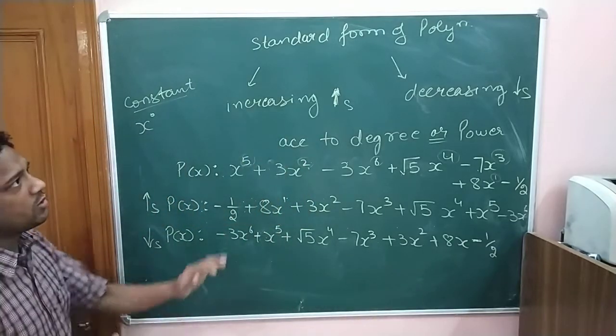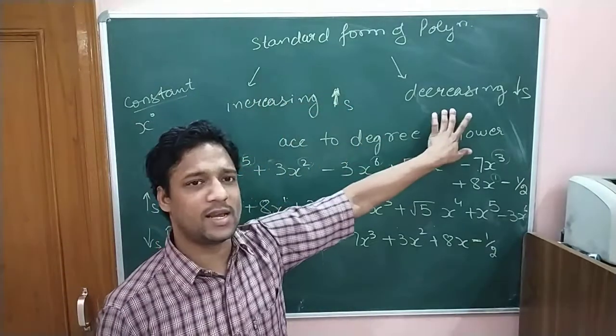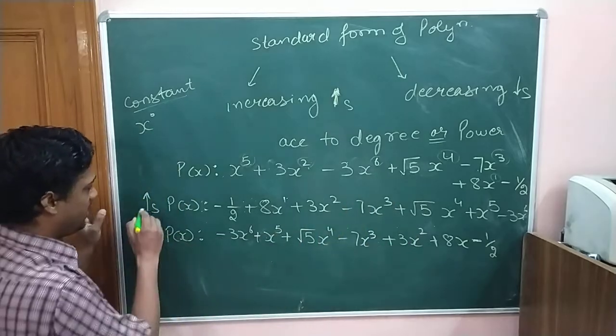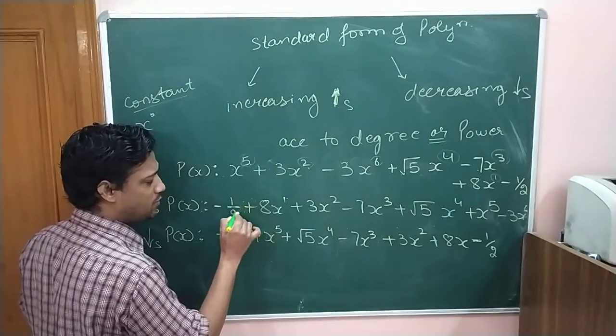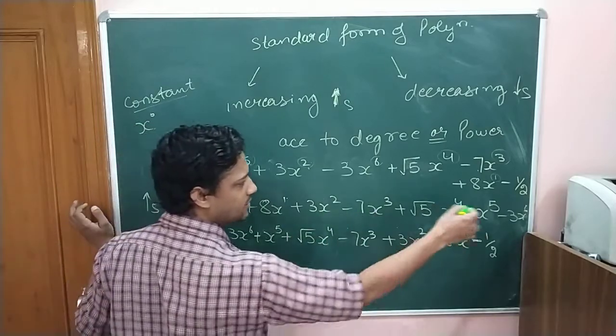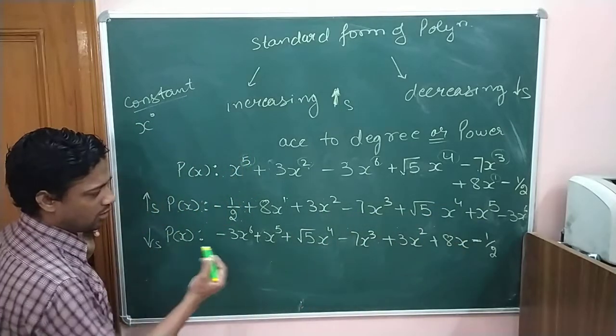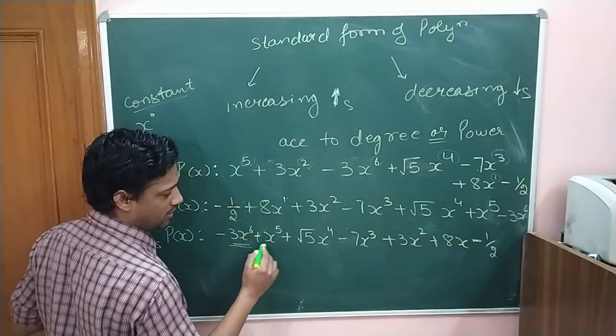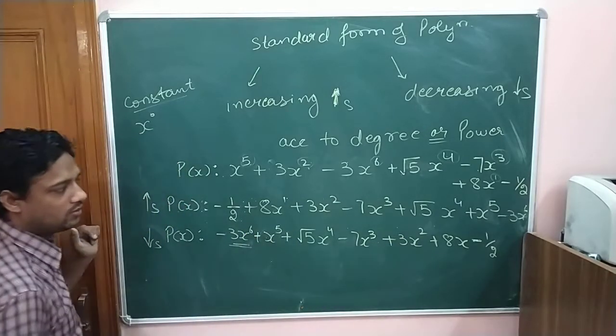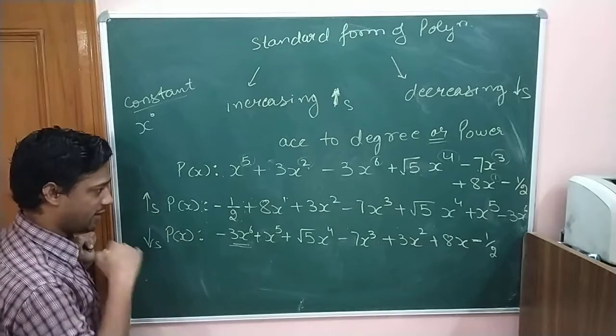There are two methods to represent a polynomial. One is increasing order, second is decreasing order. In increasing order, first of all write the smallest degree, the smallest power of the variable, then increase them. In decreasing order, first of all write the term having the highest power, then decrease the power one by one. Here, this is the increasing order, this is the decreasing order.